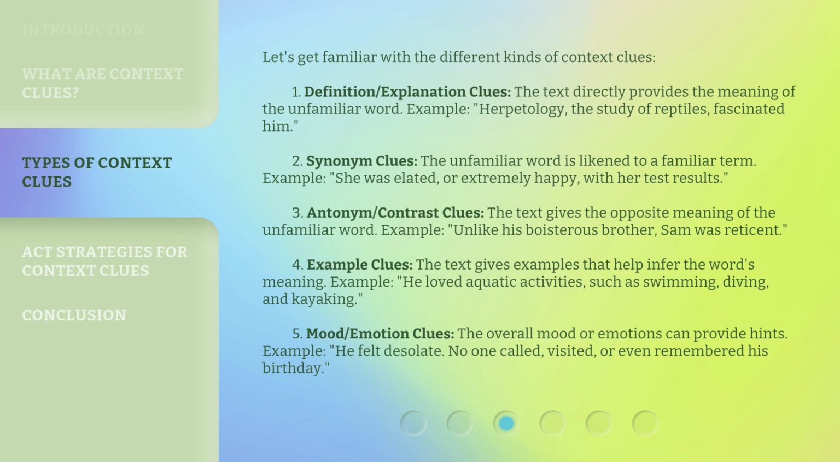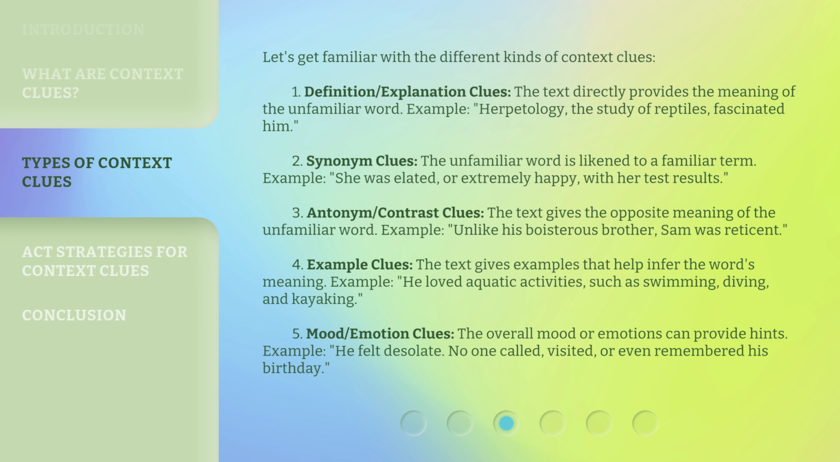3. Antonym, contrast clues. The text gives the opposite meaning of the unfamiliar word. Example: unlike his boisterous brother, Sam was reticent. 4. Example clues. The text gives examples that help infer the word's meaning. Example: he loved aquatic activities, such as swimming, diving, and kayaking.